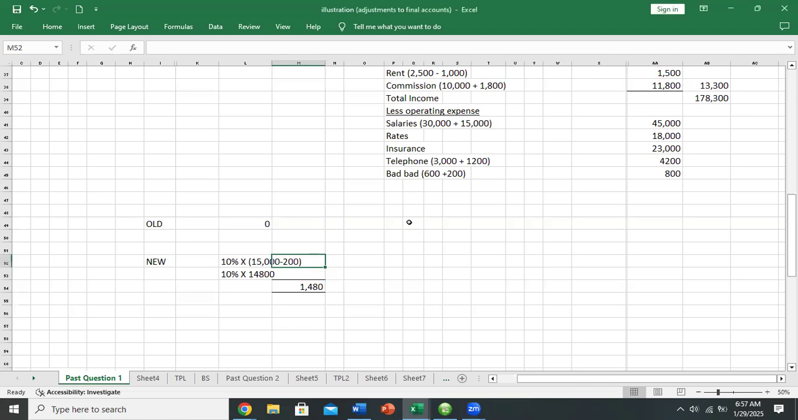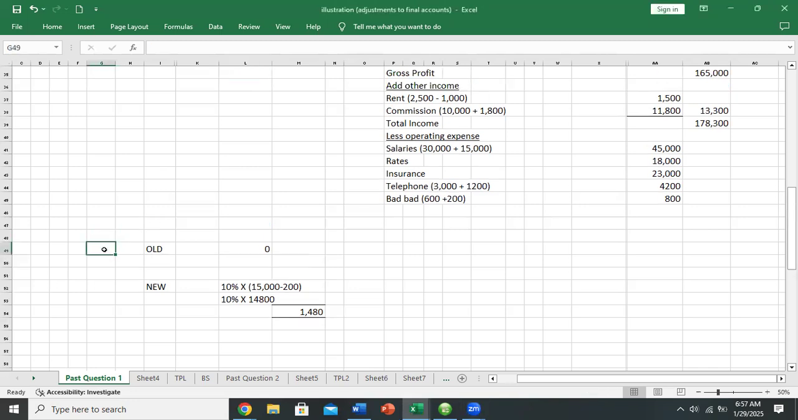Okay. So I'm telling you that when you are preparing your trading profit and loss account and you see provision for bad debt, use this strategy, okay? And the strategy is compare your old provision to your new provision. Okay, now the old provision will be in the trial balance. Okay, so the old provision is in the trial balance.